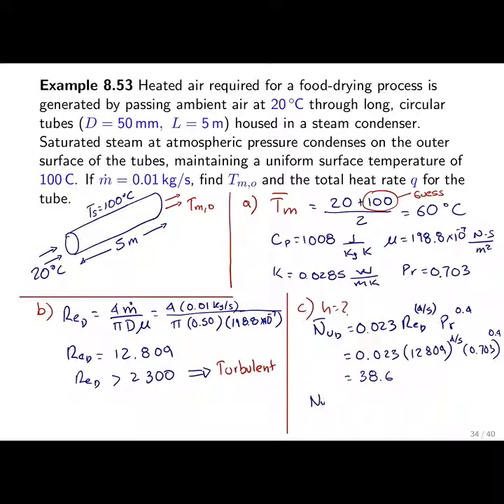But remember that nozzle number, Nu_D, because it's based on the diameter, it is equal to h average multiplied by D divided by k. So we can solve here for h, and so h is equal to Nu_D multiplied by k and divided by D. If we put in the proper values, we will get that h is equal to 21.9 watts per square meter Kelvin.